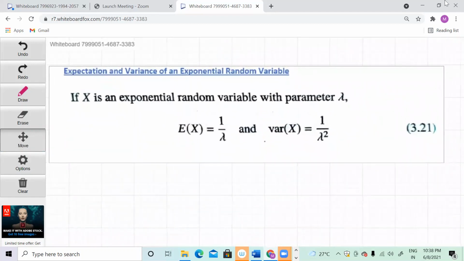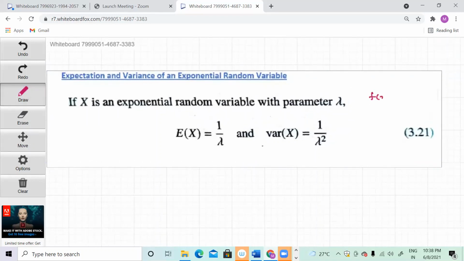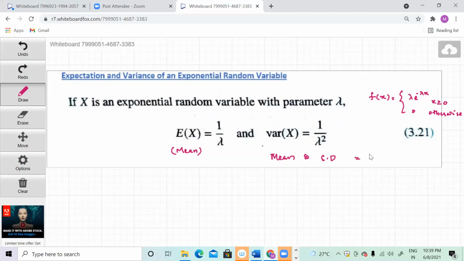Now let's move to expectation and variance of an exponential random variable. If X is an exponential random variable with parameter lambda, that is, you have the probability density function f(x) equal to lambda e raised to minus lambda x when x is greater than or equal to 0, and 0 otherwise, then the expectation or mean of X is given by 1 by lambda, and the variance of X is given by 1 by lambda square. That means the mean and standard deviation of an exponential random variable are equal to 1 by lambda, where lambda is the parameter corresponding to the exponential random variable.